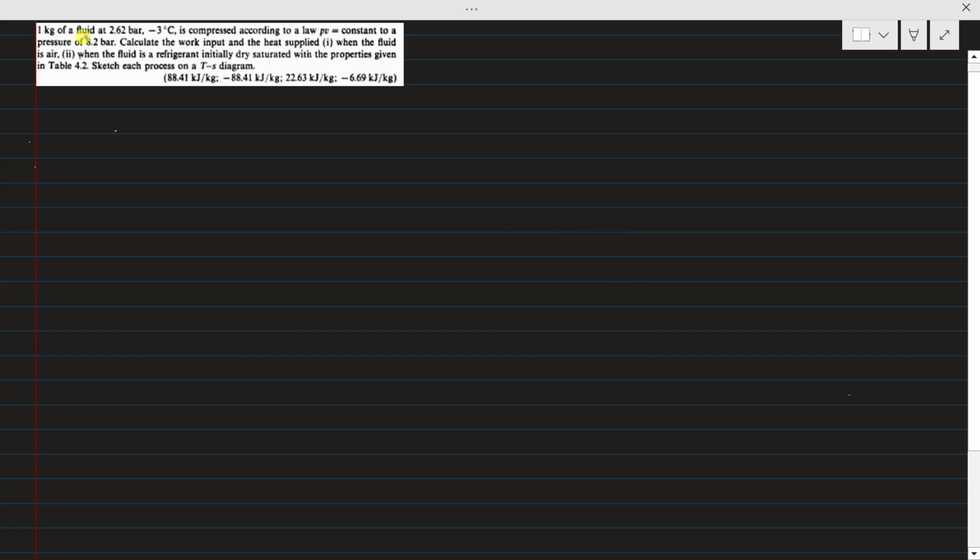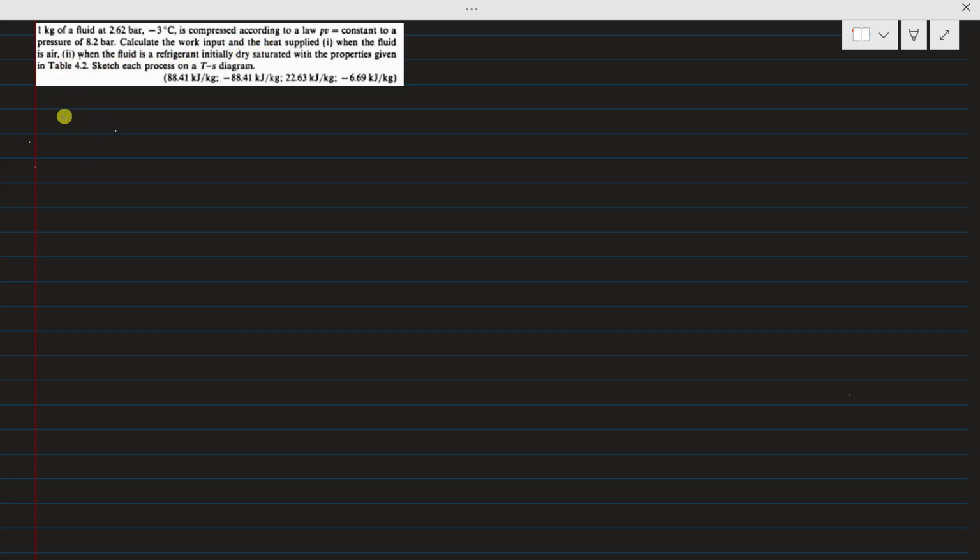A 1 kg of fluid at 2.62 bar, minus 3 centigrade, is compressed according to a law PV equal to constant, to a pressure of 8.2 bar. Calculate the work input and the heat supplied when the fluid is air. So first we will solve this problem 5.11 from the chapter 4 for the working fluid when it is air.